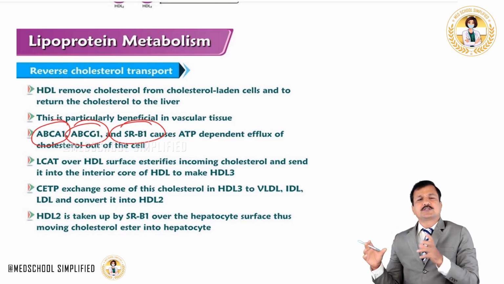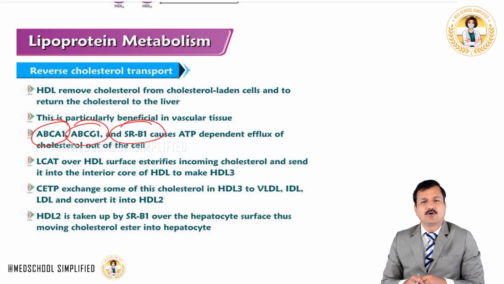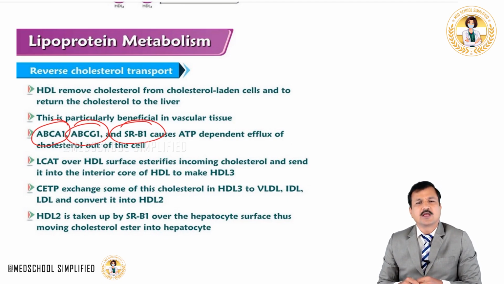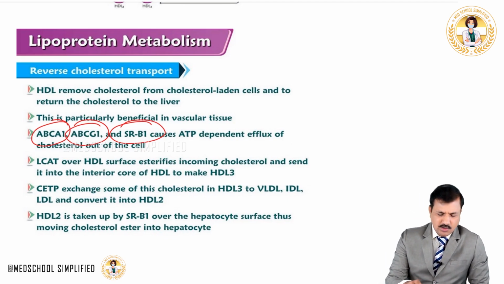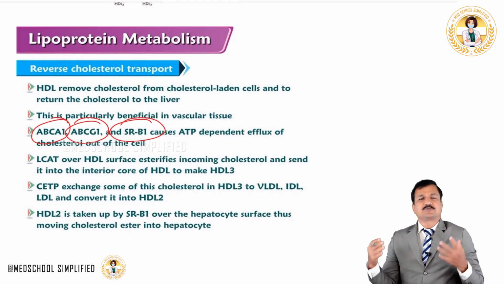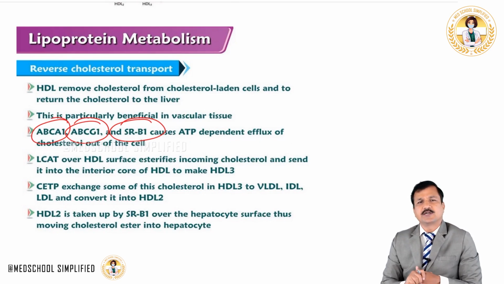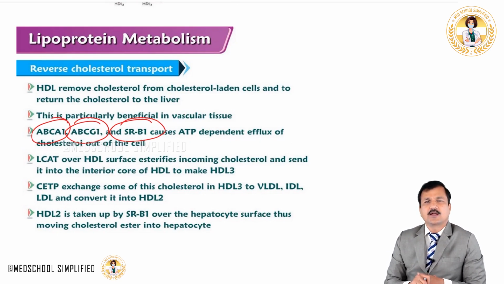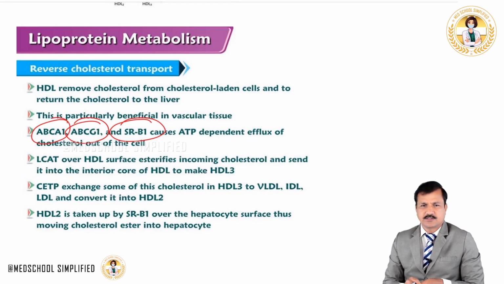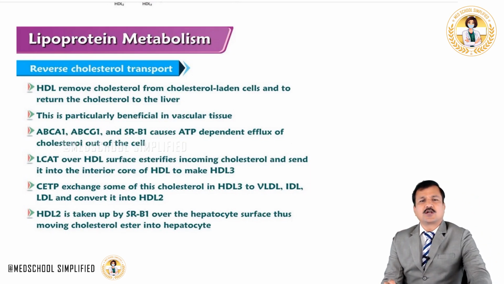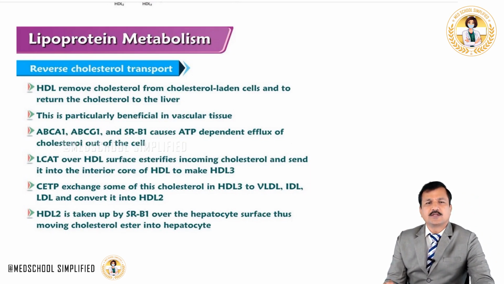Now the HDL2 is taken up by scavenger receptor B1 over the hepatocyte surface, thereby moving the cholesterol ester into the hepatocyte. And also the hepatic lipase enzyme, which is present over the surface of the hepatocyte, will degrade the triacylglycerol present in the HDL2 molecule and release HDL3 into the circulation. Now, this is how the reverse cholesterol transport mechanism goes on, and this is how HDL metabolism goes on in our circulation.